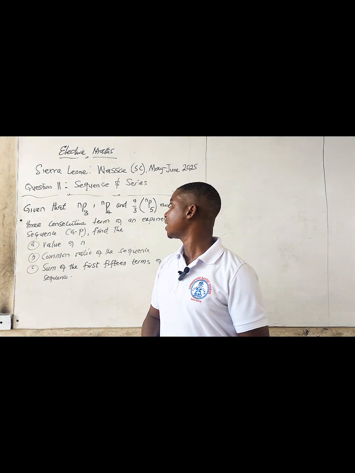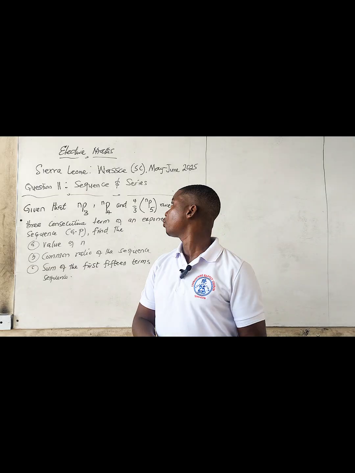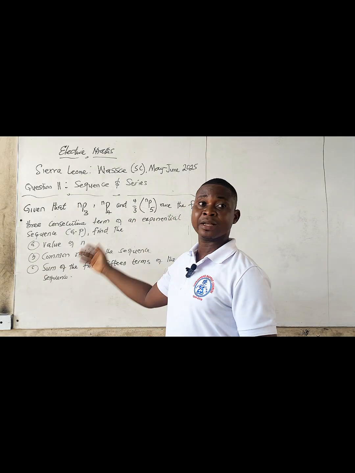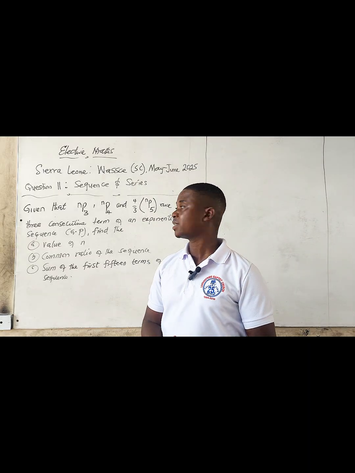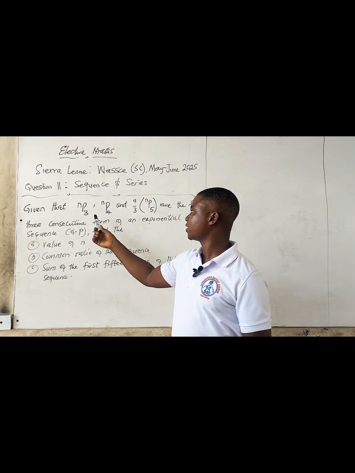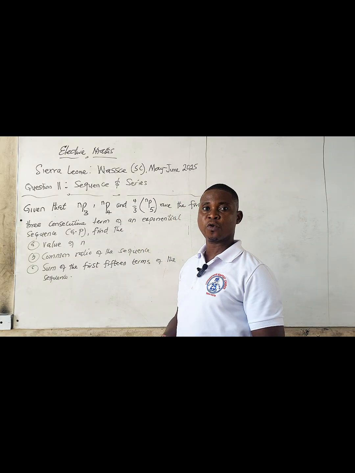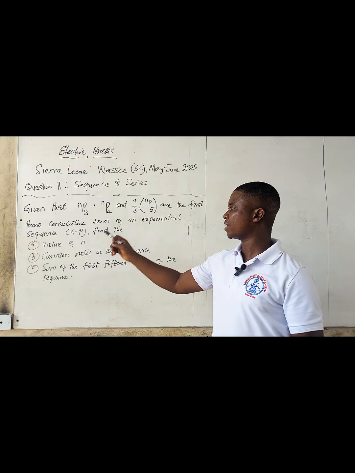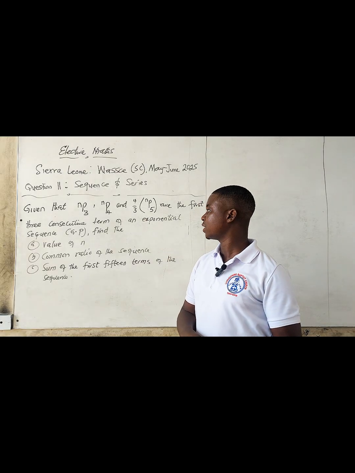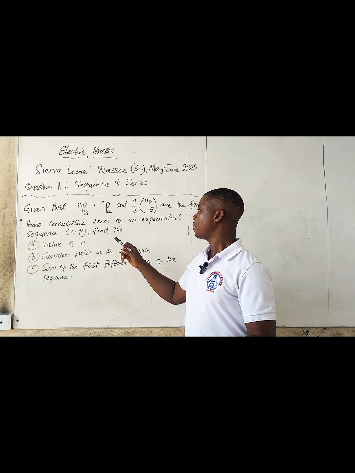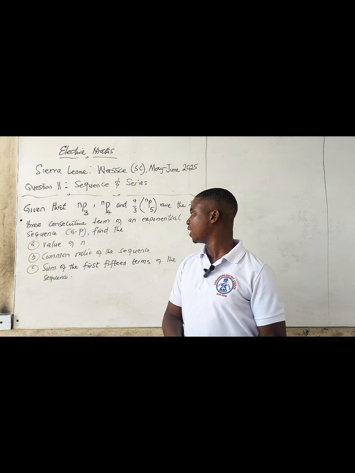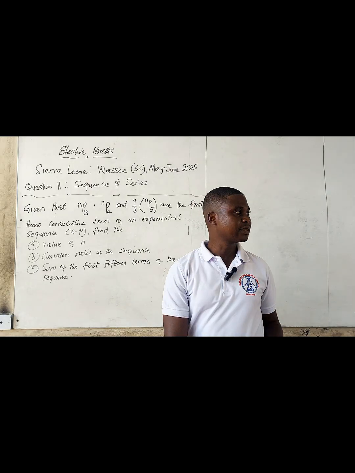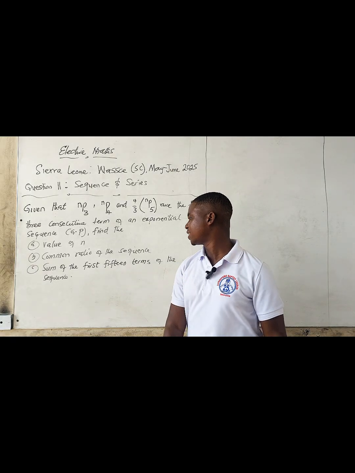Today we are going to look at elective maths questions for Sierra Leone WASSCE 2025, question number 11. It was on sequence and series. The question reads: given that nP3, nP4, and 4/3 nP5 are the first three consecutive terms of an exponential sequence, GP, find (A) the value of n, (B) the common ratio of the sequence, (C) the sum of the first 15 terms of the sequence.